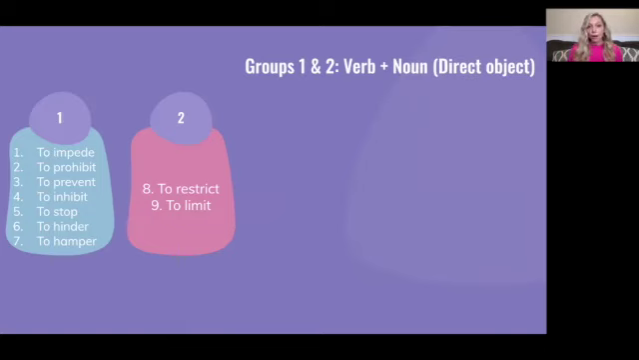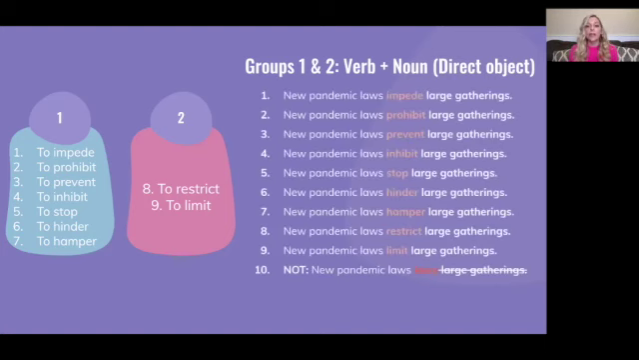And so your first grammatical option is to use the verb and a noun after it, so a direct object. So these verbs can be transitive if you're a grammar nerd like I am. Groups 1 and 2 can be transitive. So what I mean by that is that we can say things like new pandemic laws impede what? Large gatherings. So you have the verb and you have the noun right after it. What is being prevented? So new pandemic laws prohibit large gatherings, prevent large gatherings, inhibit large gatherings, stop large gatherings, hinder, hamper, restrict, and limit large gatherings.